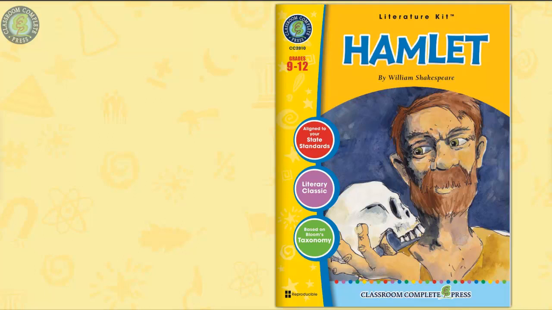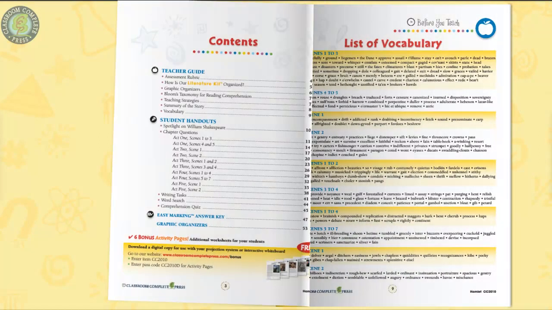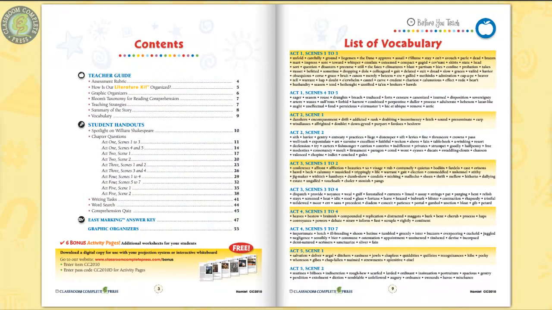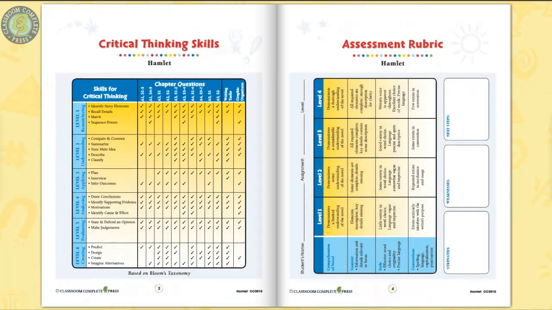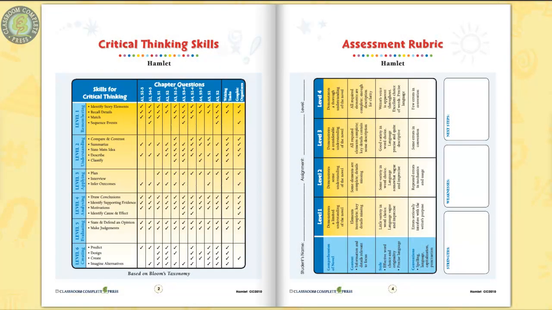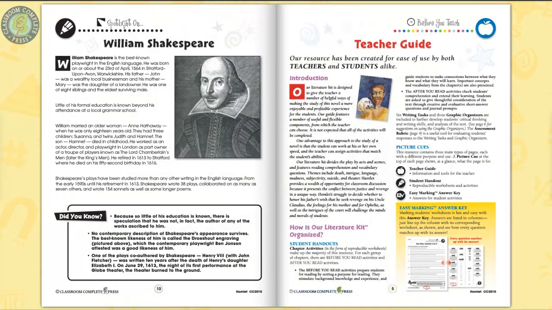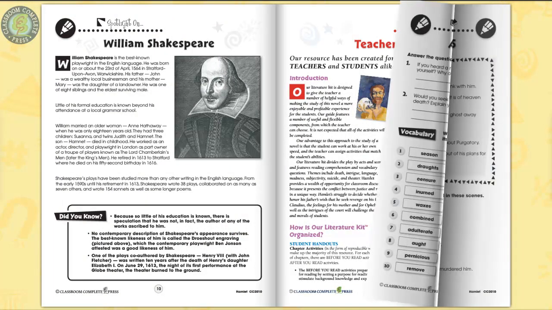This literature kit on Hamlet by William Shakespeare makes the study of this play more enjoyable for struggling readers. 55 pages chock full of a variety of scaffolding strategies incorporated in our Before You Read worksheets for each chapter section, along with vocabulary prompts to prepare your students for the reading, with rubrics, teacher guide, and author biography.